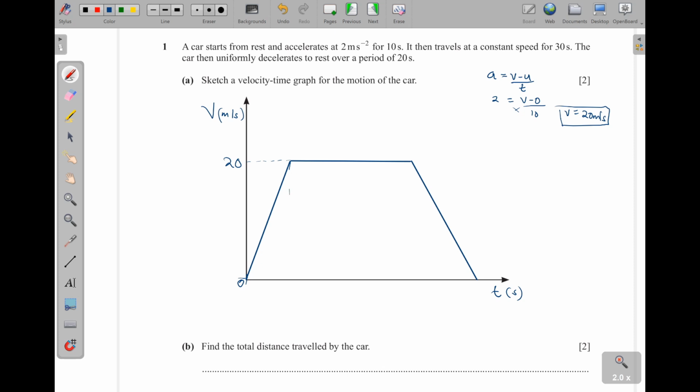Then of course this one here is 10. Then they say it travels at a constant speed for 30 seconds, so 30 plus 10 gives us 40. And then it uniformly decelerates to rest over a period of 20 seconds, so 20 plus 40, you get 60. So that is the sketch there.